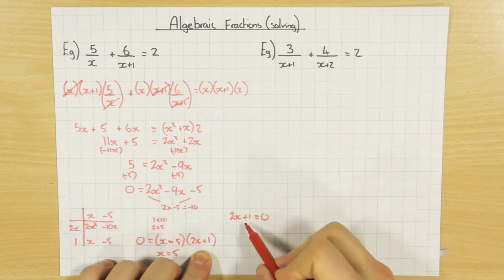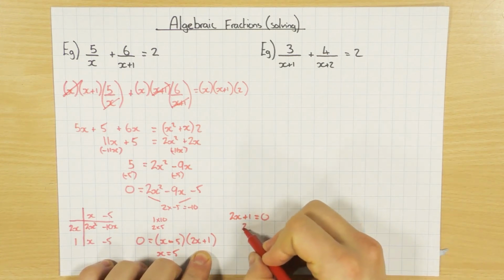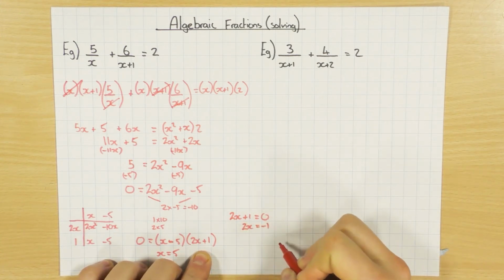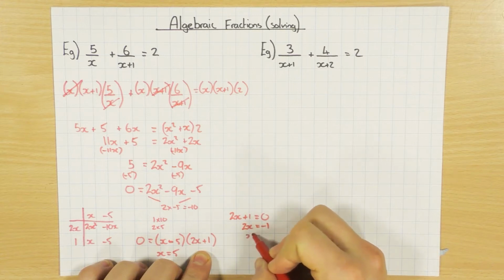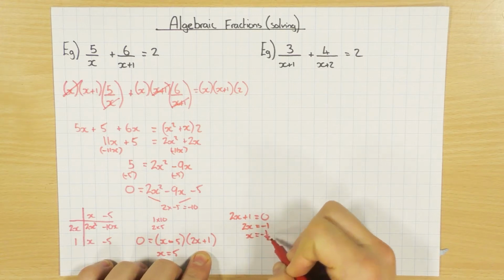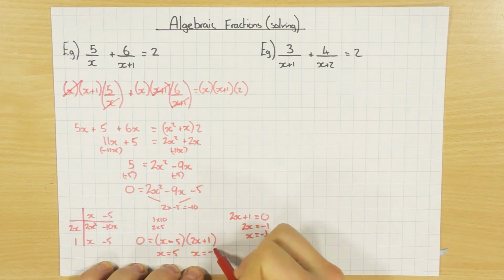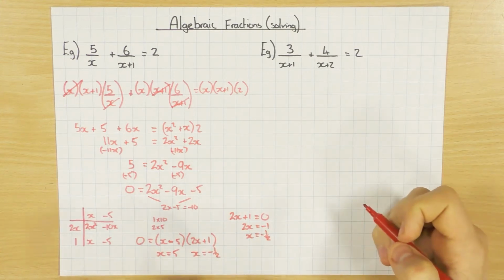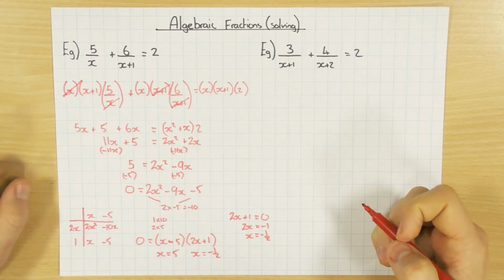So if I was using the balance method, I'd take away 1 from both sides, so I'd have 2x equals minus 1. Then I'd divide by 2, so x equals minus a half. So this one here, x equals minus a half. And there are two solutions for that one there.